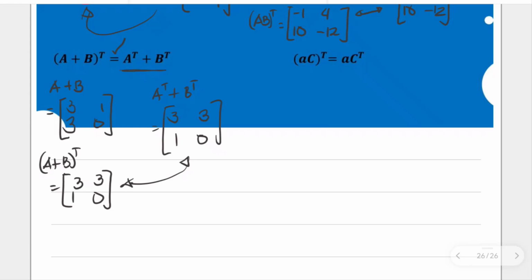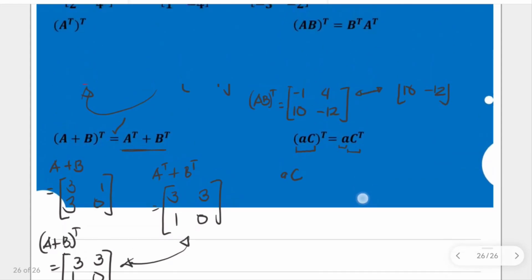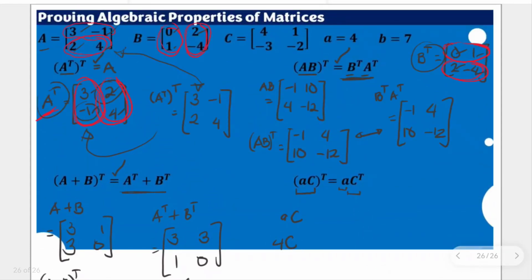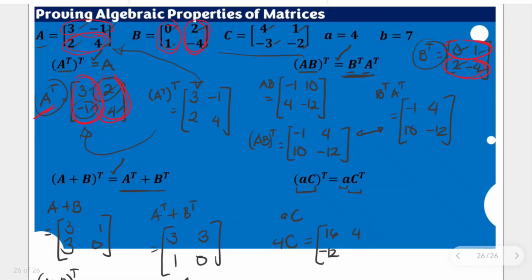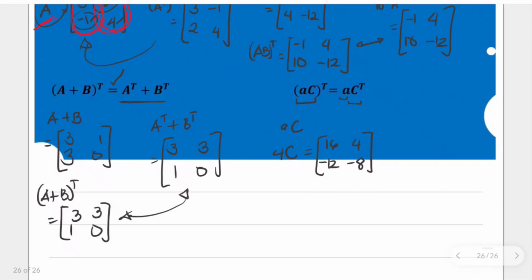And the last one here is if we are going to take the product of the scalar quantity and matrix C before taking its transpose, it should be the same as when we multiply the same scalar to the already transposed C. So let's start with AC first. Our A again is 4. So it's 4 times C. And your C is here. So I'm going to multiply them immediately. 4 times 4, 16. 4 times 1, 4. 4 times negative 3, negative 12. 4 times negative 2 is negative 8. When we take the transpose of this result, it should be 16, negative 8, 4, negative 12 here.